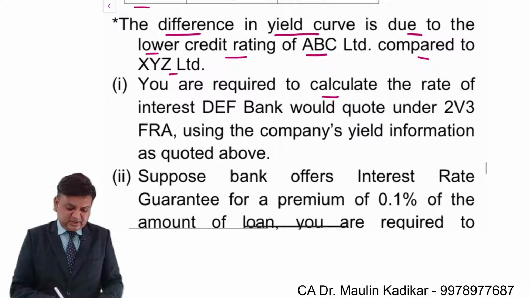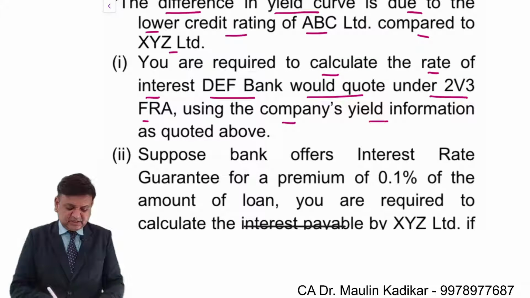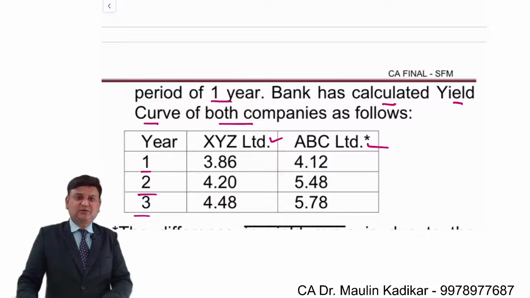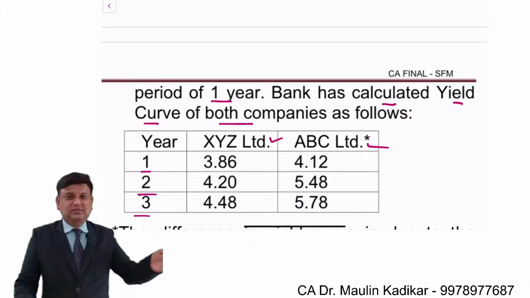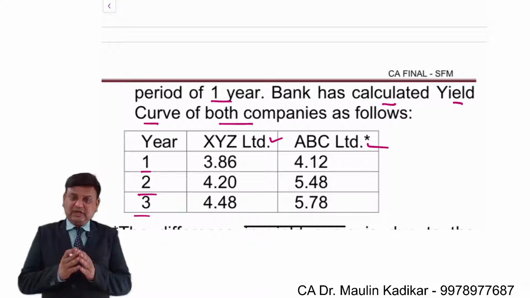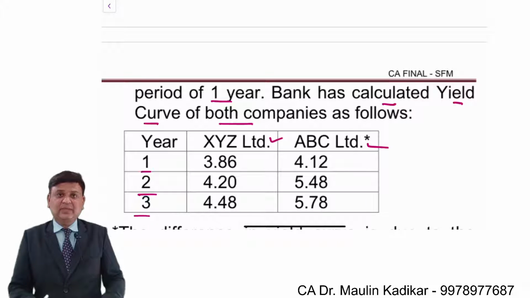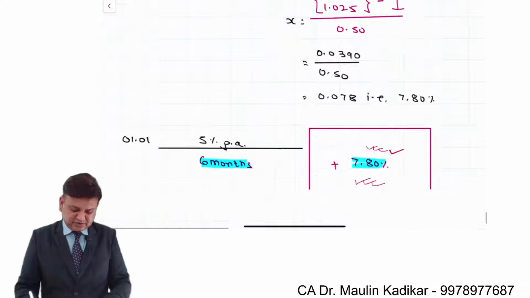You are required to calculate the rate of interest DEF Bank would quote under 2 into 3 forward rate agreement using company's yield information as quoted above. Means if at all XYZ wants to borrow for 1 year, directly for 2 years and directly for 3 years, for these three, the rate of interest have been provided to us. So now we have to use this information for the purpose of making calculation of the forward rate. So let us answer the question.